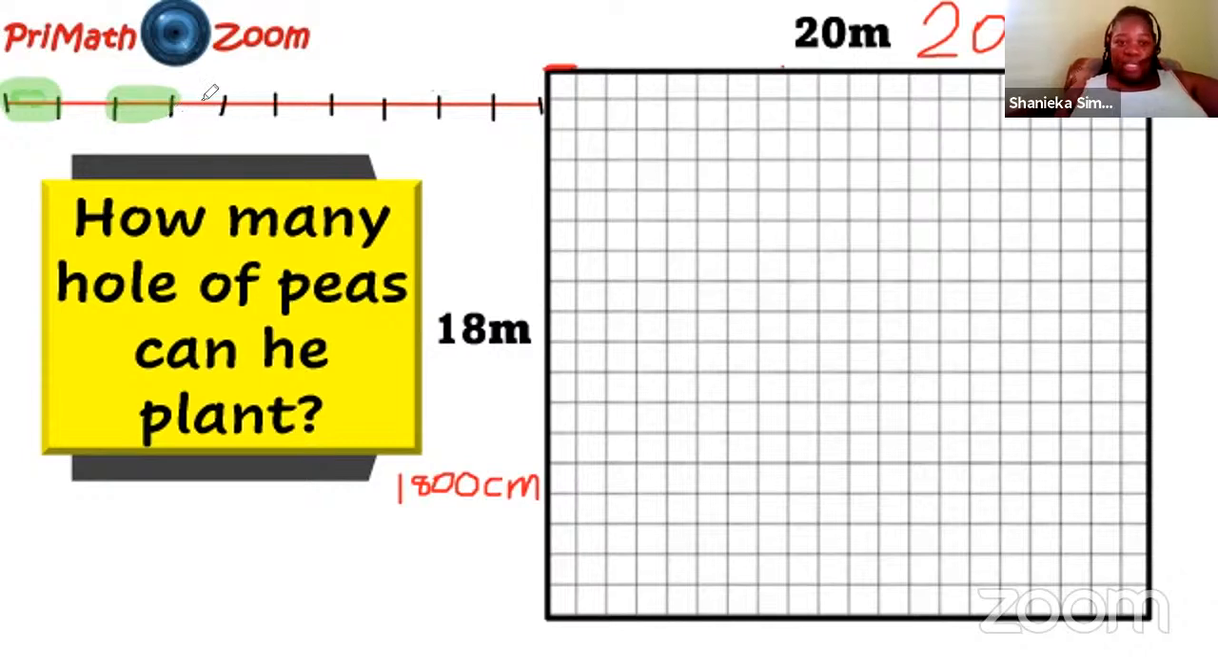Then we're not going to plant any here. We're going to plant one here. We're not planting any here, but we're going to plant one right here. None here, but one right here. And even though we have some space left over at the end, the farm part stops right here, so we really can't put any here. So in each 100 centimeters, how many peas can we really plant?